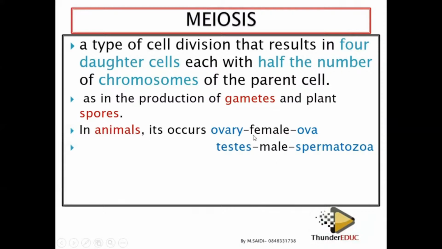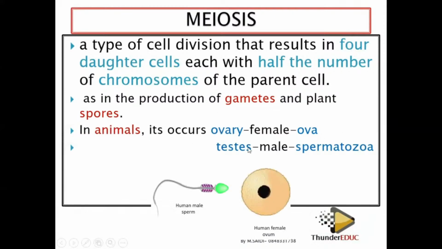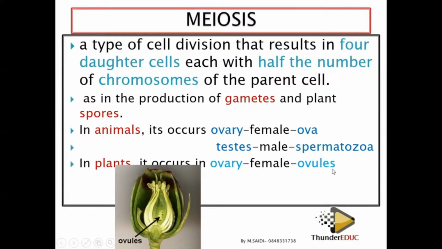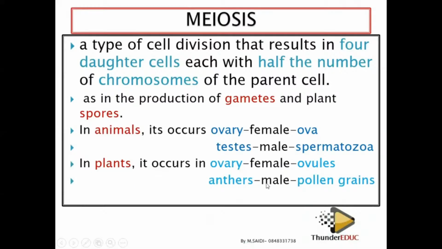So in females, the ovaries produce the ova, and in the testes, they produce what we call the spermatozoa. What about in plants? In plants, it occurs in the ovary still, and the ovary produces what we call the ovules. Meiosis also occurs in the anthers, and what is produced is what we call the pollen grain.